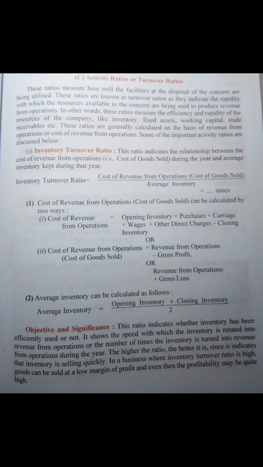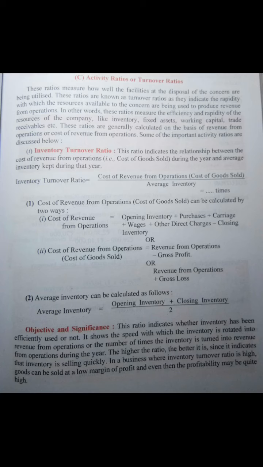The next thing which is required to calculate is average inventory. For that, you add opening inventory and closing inventory, and the result is divided by 2. In this way, we can calculate the required items for the calculation of inventory turnover ratio.